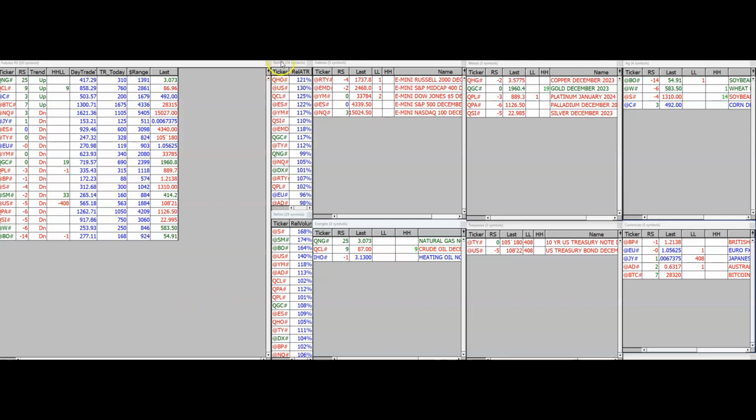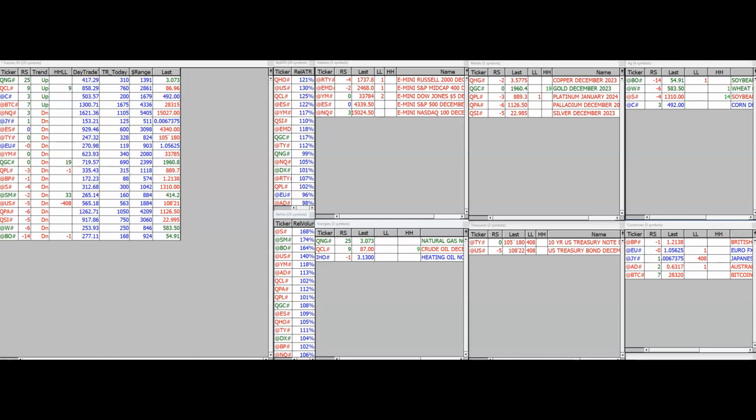What we want to do here is see where the money is going. All right, so nat gas and crude have their highest relative strength. They're in uptrends. Crude is making a 9-day higher high, and the weakness is in wheat and bean oil. And there's a lot of weakness in bonds.